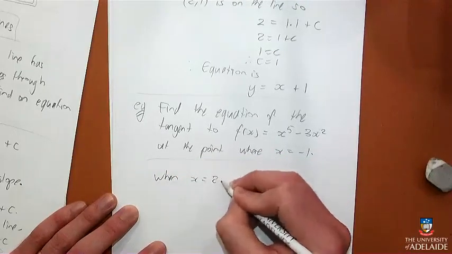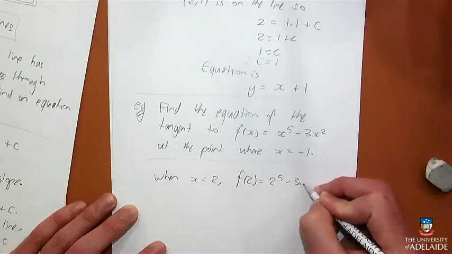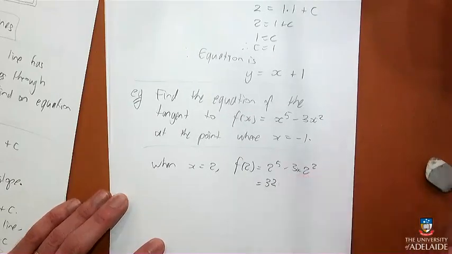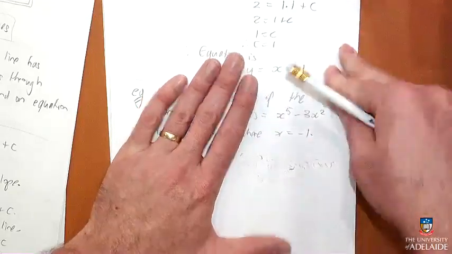When x equals 2, we get f of 2 is 2 to the 5 minus 3 times 2 squared. 2 to the 5 is 32. No, what am I doing? x isn't 2. That's what it was in the previous problem. Pay attention, David.